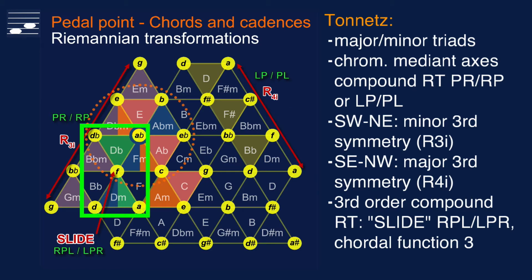In addition, I've marked an example of a 3rd-order compound transformation from D minor to D flat major, centered around the chordal function 3, here the pitch class F. This is called the slide transformation. The pedal point pitch A flat is marked with a blue circle. Most Debussy chords lie in the dotted circle.